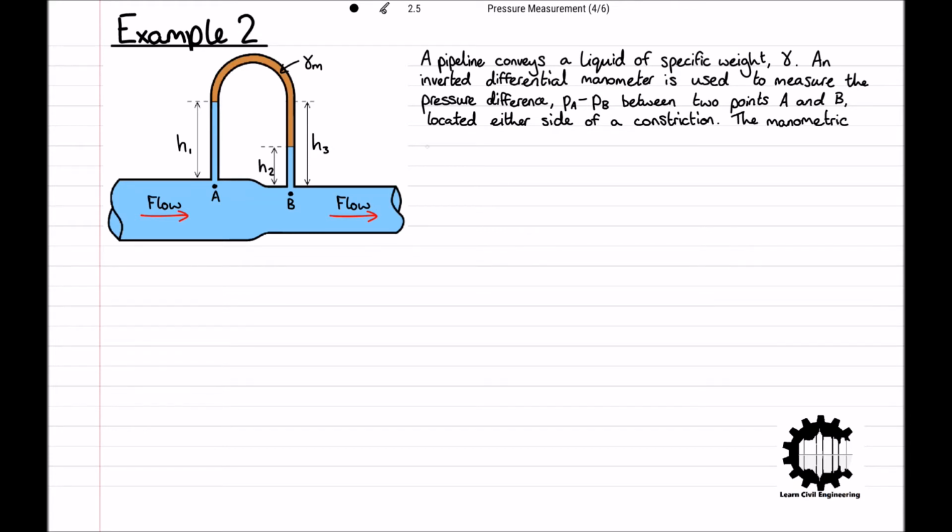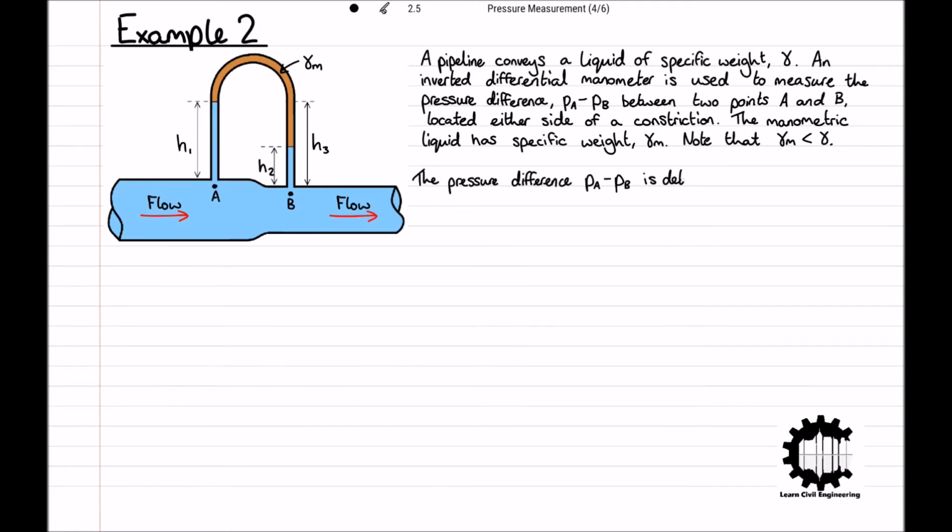The manometric liquid has specific weight gamma m, and here the manometer is inverted, and so the pipeline liquid lies below the manometric liquid inside the tube. Hence, as described before, in this case we must have gamma m is less than gamma, or ρm is less than ρ. The pressure difference Pa minus Pb is determined by measuring h1, h2 and h3.